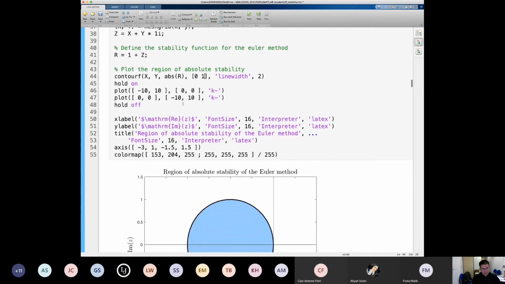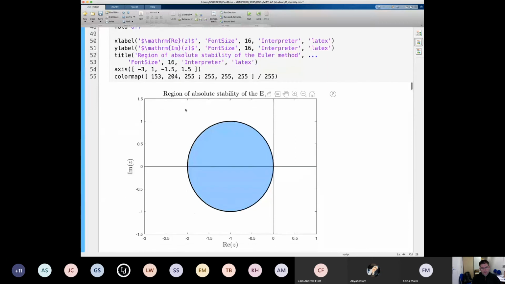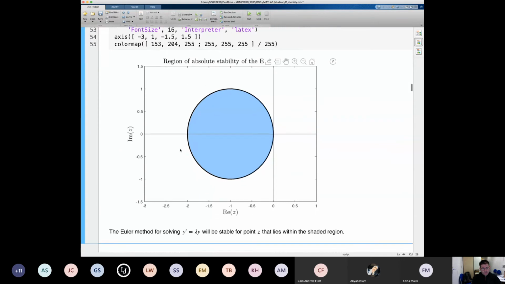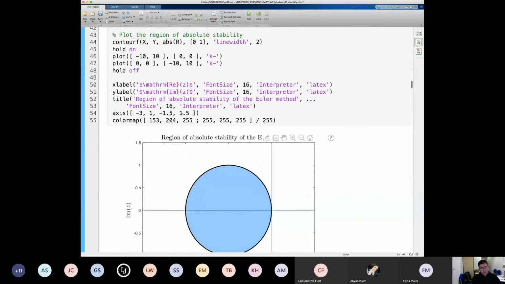you can see here we have what we call the region of absolute stability for the Euler method. So what this means is if we're solving this test ODE, the value of h would have to be within what we call the interval of absolute stability along the real line here. Different methods have different regions of absolute stability.